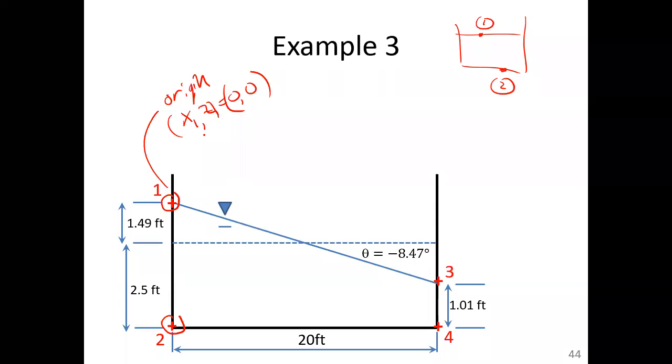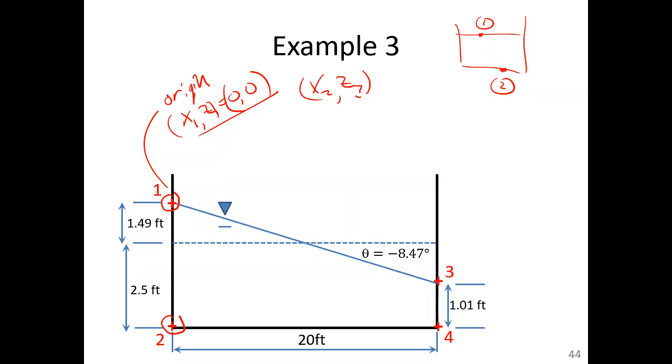If that is my origin, what are the coordinates of X2, Z2? Well, the left-hand side is a vertical wall. So what's X2? 0, right? Just going vertically downward, you're not changing X. Z2. And Z2, again, the oil is 3.99 feet deep on the left-hand side, and Z is positive upwards. So Z2 is minus 3.99 feet.